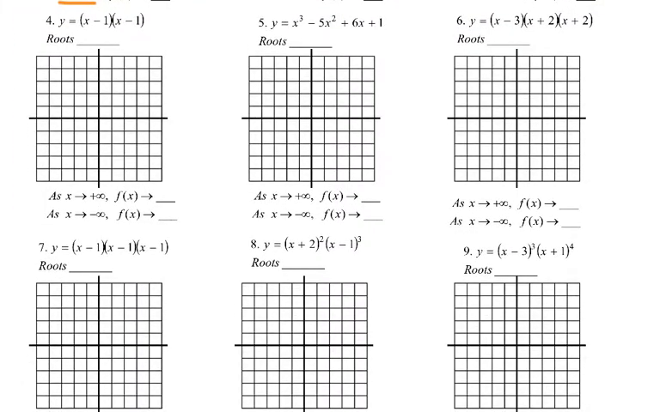Sliding up to number 4, here it's factored for me. So this could have been written x squared minus 2x plus 1, but since it's already factored, I see it has a double root at 1. So we're going to learn here in a minute that double roots kind of bounce. They just touch that x-axis one time, and the end behavior is infinity, infinity.